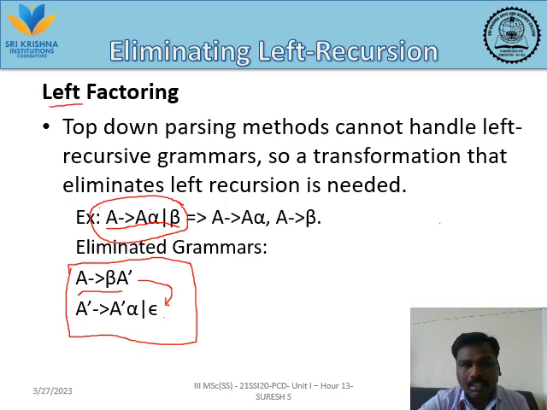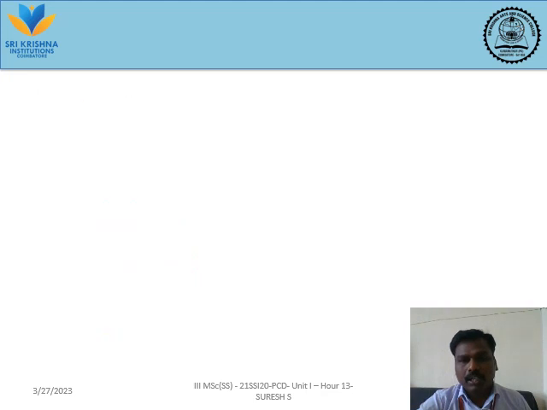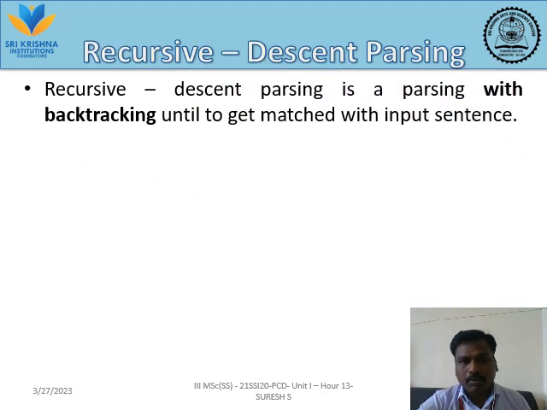I repeat, there might be a left recursive grammar, and those left recursive grammars can be eliminated by this rule. So that is nothing but A becomes beta A dash, and A dash becomes alpha A dash or epsilon. This is the rule for writing it. Any left recursive grammar can be handled by this rule. Okay, guys, I hope you understand this, and we'll move on.